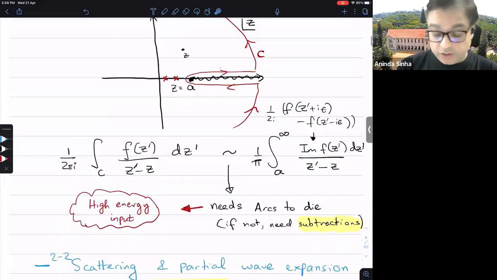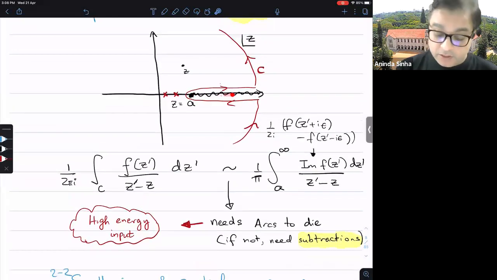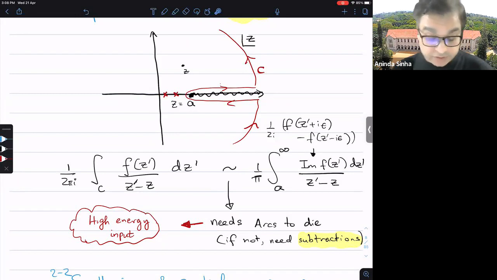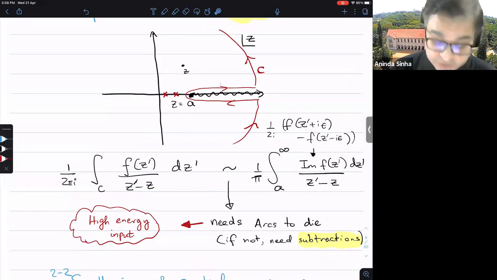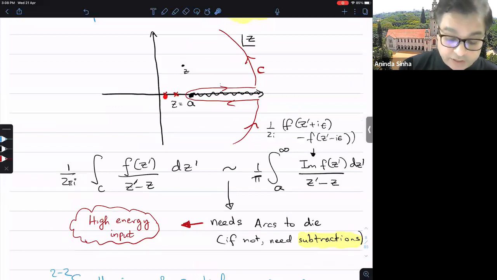So the structure on the complex Z plane could be that there are these threshold cuts, but there could also be poles corresponding to stable massive exchanges, and also potentially a pole at 0, which corresponds to a massless exchange. But for simplicity and most of the talk, I will discuss situations where these kind of poles are absent.